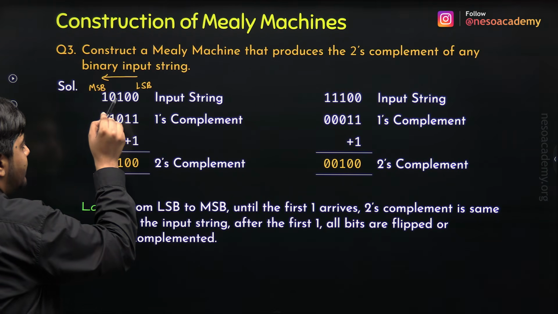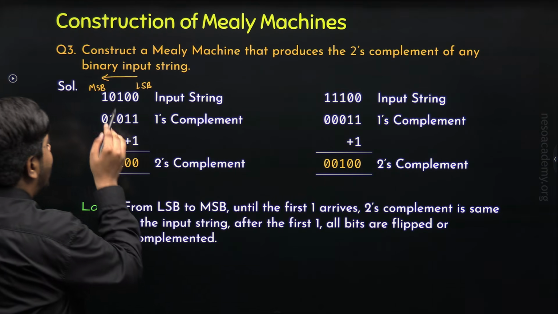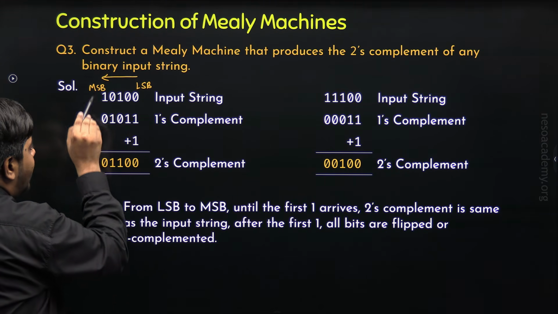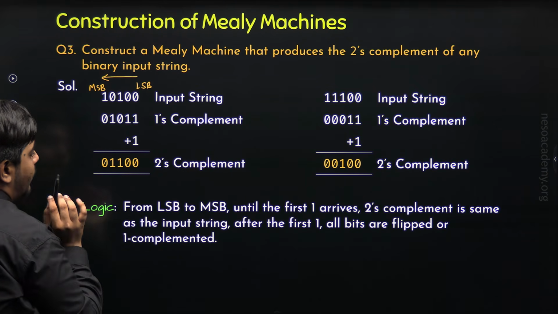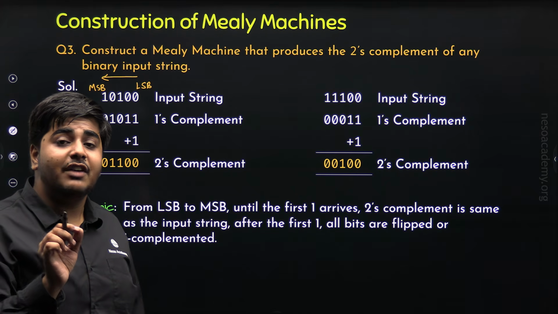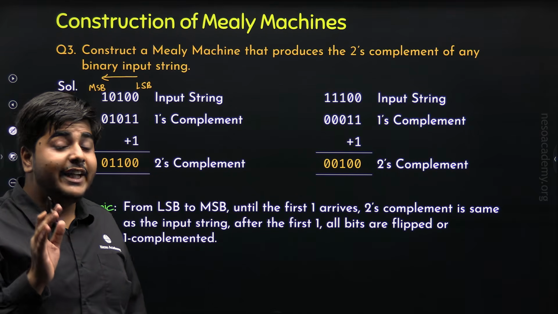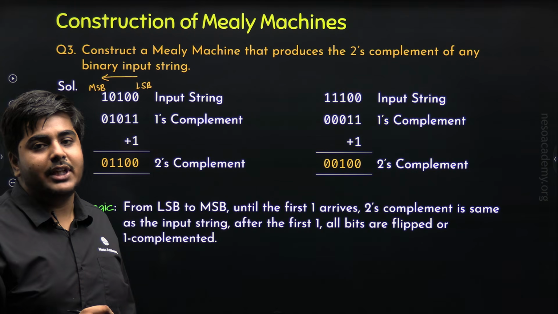When the first one comes, it is also the same, but after the first one, all the bits are flipped. 0 becomes 1 and 1 becomes 0. That is the logic behind the Mealy machine that we need to construct. So we need to keep in mind this particular logic while constructing the Mealy machine.